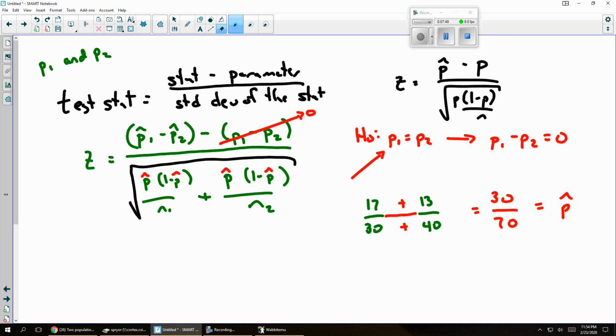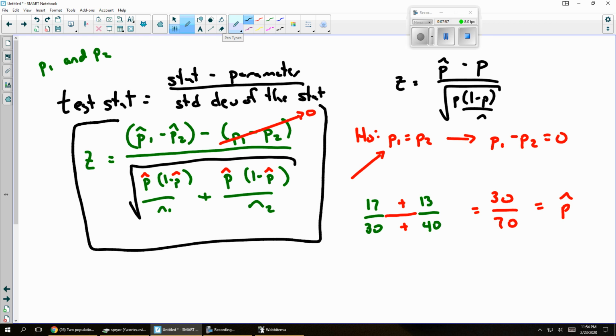I don't think that it's critical that you understand where this formula came from, but I do think that it's helpful if you can understand the background from what we just did. That's the formula that we want to use for a two proportion hypothesis test.